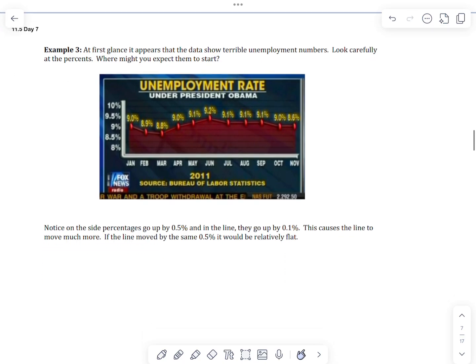All right, example 3. At first glance, it appears the data shows terrible unemployment numbers. So here's our unemployment rate under President Obama in 2011. Look carefully at the percentages. What might you expect them to start? So we have January of 2011, and the unemployment rate was about 9%. Then February, 8.9, March, 8.88, etc.